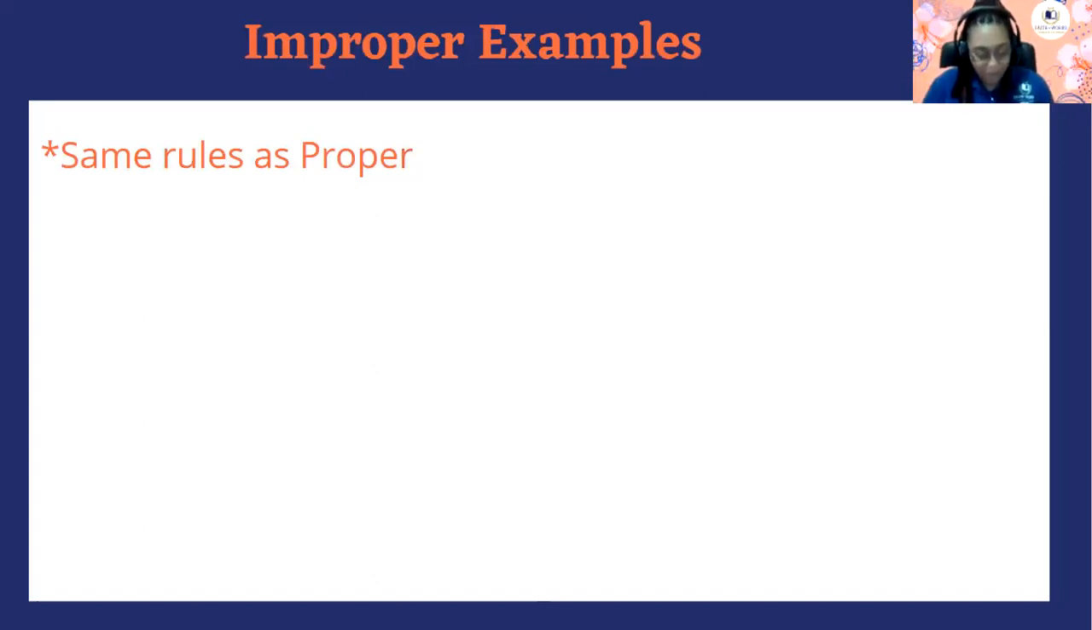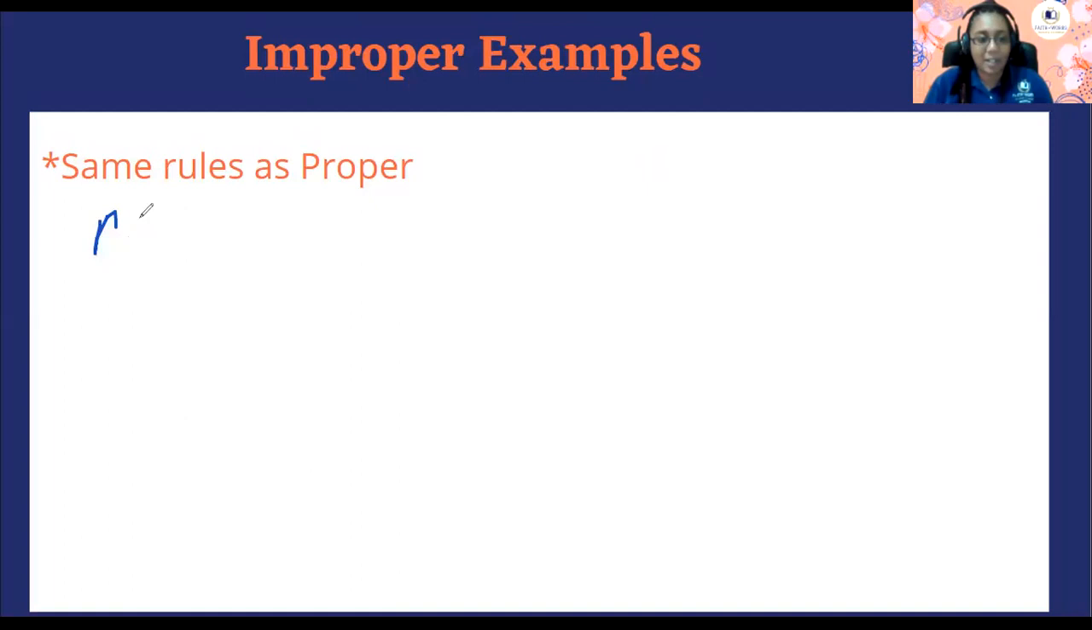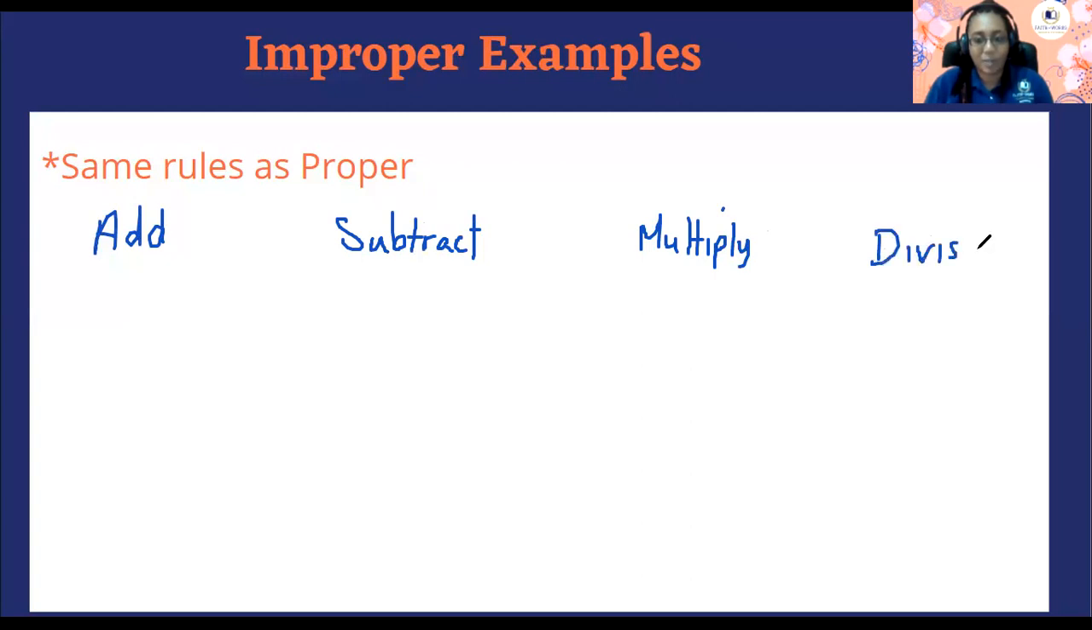I'm going to put four sums: add, subtract, multiply, divide. All right, so we have add, we'll come here. Subtract will come here, a subtraction sum, right? A multiplication sum will come here, and a division. You're only doing those four sums, right? All right, so it's going to be a mix of proper and improper.